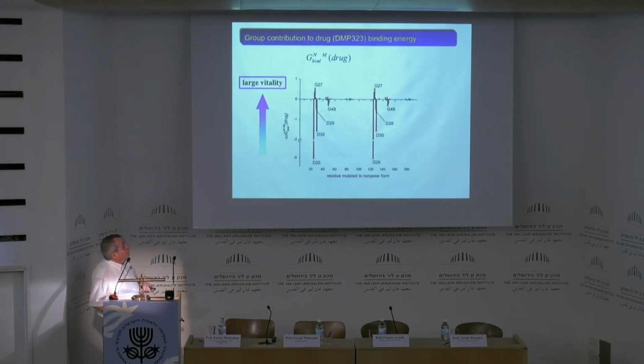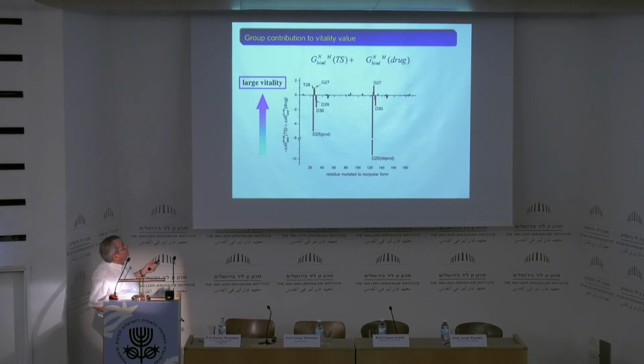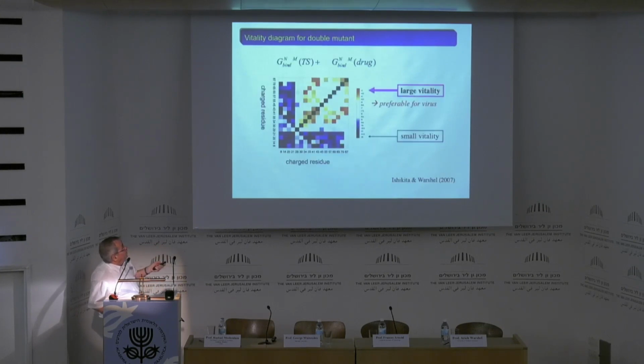So the first attempt was with HIV protease. You have to calculate the binding of the drug, then calculate the binding of the transition state, to combine them. Large vitality means that the pathogen will not be too impressed, so this is where you will try to mutate it. Low vitality means this would not be used by the drug. And one finding that is confirmed by experiment: we found that charge groups will not be mutated in HIV protease.